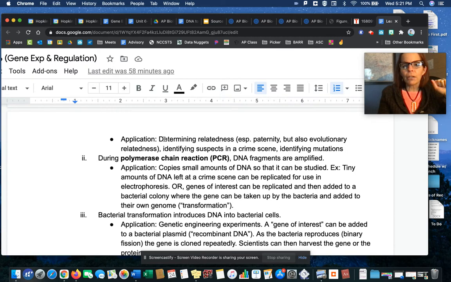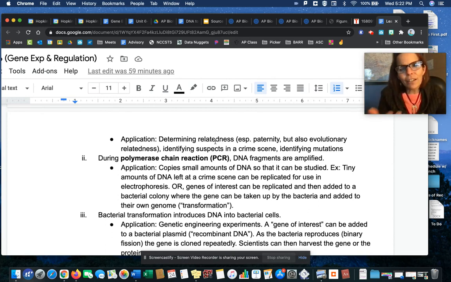DNA fingerprinting can determine relatedness. So we use it for paternity testing. We can also tell if organisms are closely related or different species. Chimpanzees would produce very similar DNA fingerprints to humans, but very different DNA fingerprints from a frog, and somewhat different fingerprints from a bacteria. Parents share about half of their DNA with their offspring, so you'll see commonalities in their DNA fingerprints.